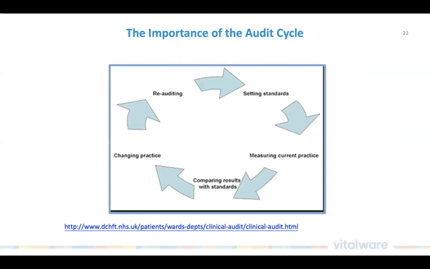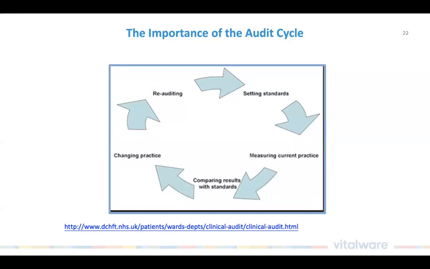The third one is setting the standards, measuring current practice, and this is a quality control one and a finance one from the National Health Service in the UK. So they use this on everything. So you set your standard, you measure your practice, you compare the results with the standards, you change your practice if they do not meet those results, and you re-audit.